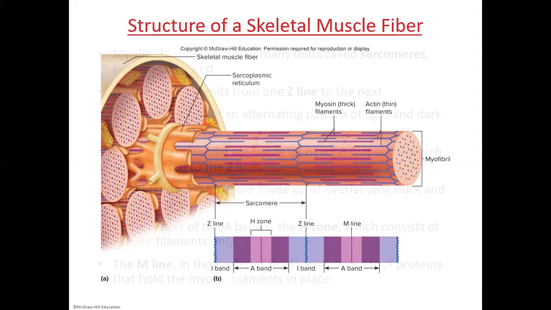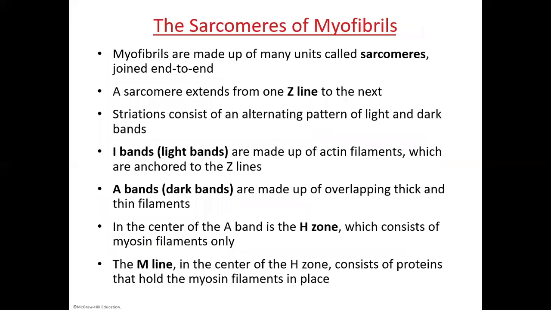Back to the last slide. The I bands are just the actin filaments. The A band is where the actin and the myosin, the thin and the thick, overlap. And then the H zone is in the middle, so it's just myosin. Okay, and then the M line is actually the very center of the sarcomere, in the center of the H zone. And then there are some different proteins that anchor the myosin in place within the cell so that the whole thing doesn't move.